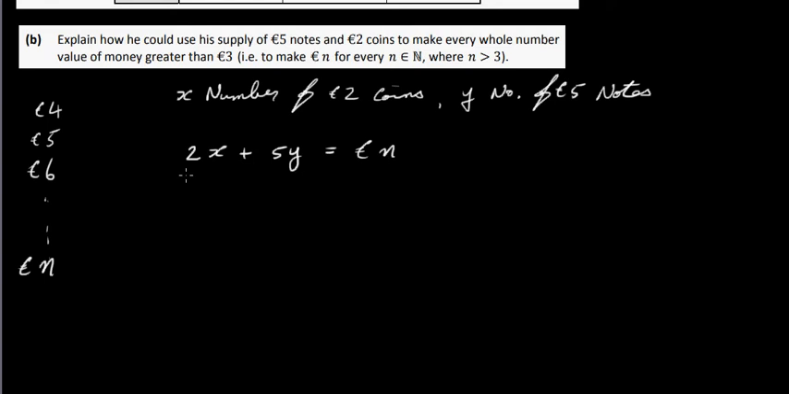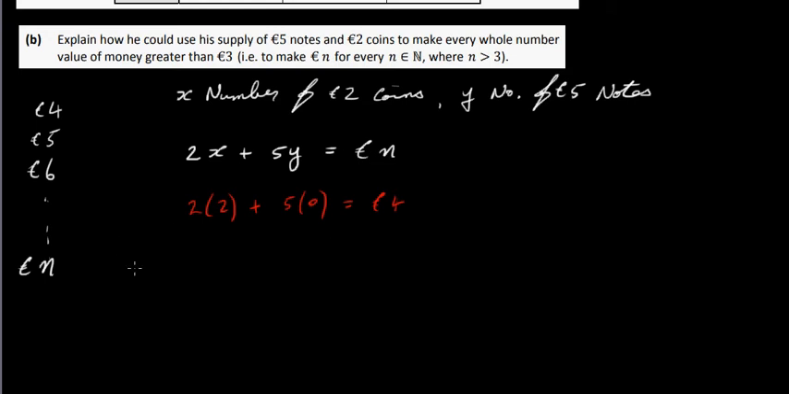So let's just check that. If we take 4, for example, €4, how could we make up €4 here? Well, we could just take x as being 2, so it would be 2 times 2, and then we need no €5 notes, so that'll give us our €4. Similarly with 5, we would just make y equal to 1 and x equal to 0. 6 could be just x is equal to 3 and y is equal to 0.